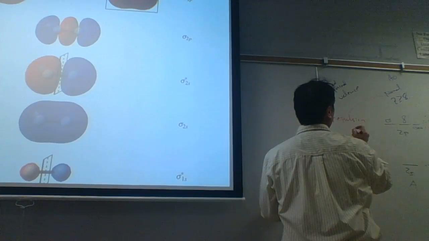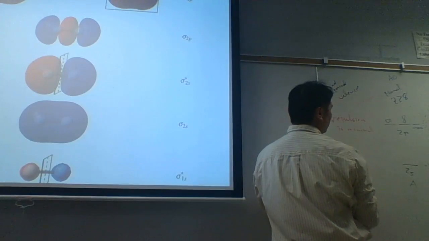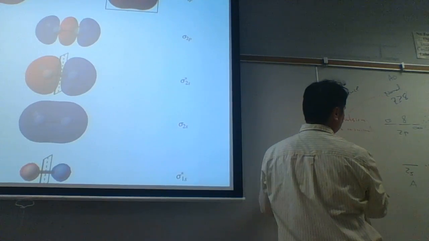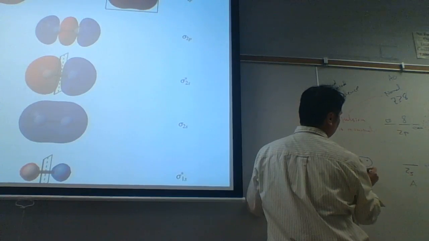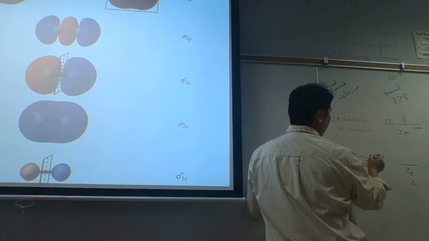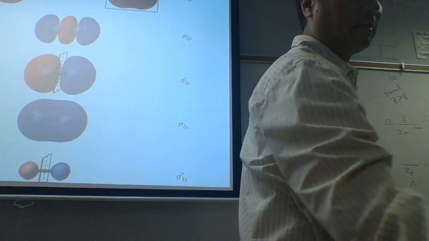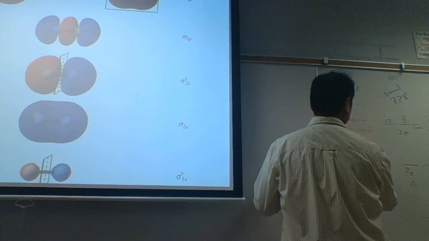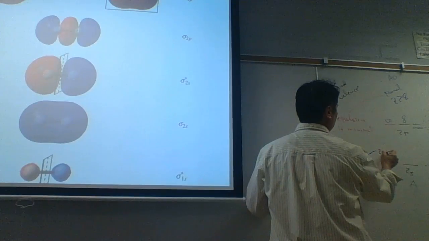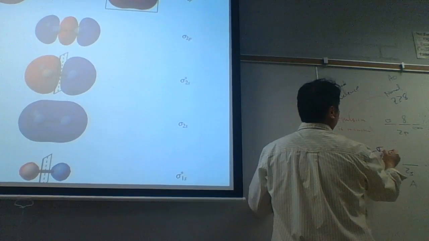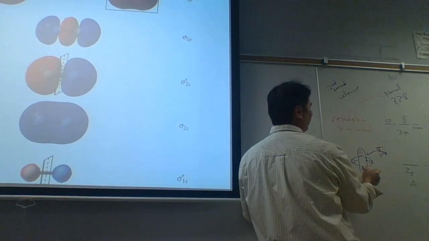Repulsion is minimal. The reason it's minimal is because the sigma 2s is more penetrating, so the sigma 2s gets pulled in closer. And then the sigma 2p is less penetrating. So if I look at the sigma 2p, you can see that there's some space where they don't overlap.